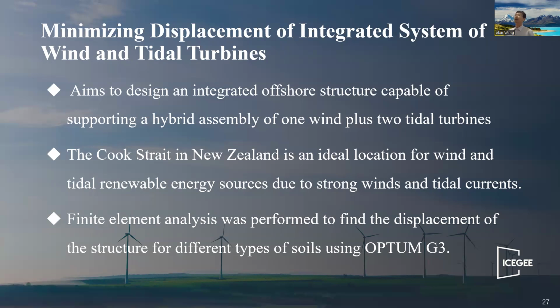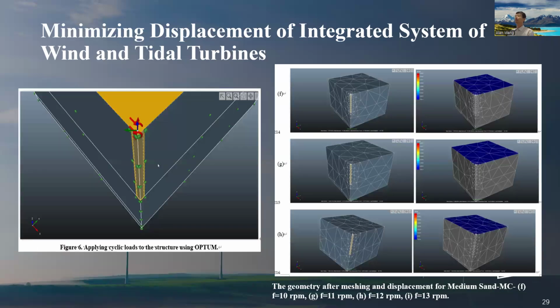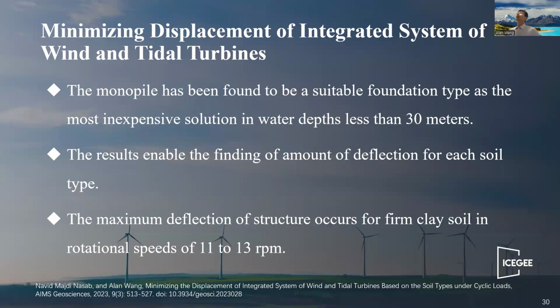Then we utilize the finite element model to perform the analysis. This is the setup for the hybrid system, consisting of both wind and tidal turbines, and the finite element analysis is utilized. This is the experimental result by applying different parameters. So the experimental results demonstrate that the monopile has been found to be a very suitable foundation type, as the most inexpensive solution in water depths less than 30 meters.